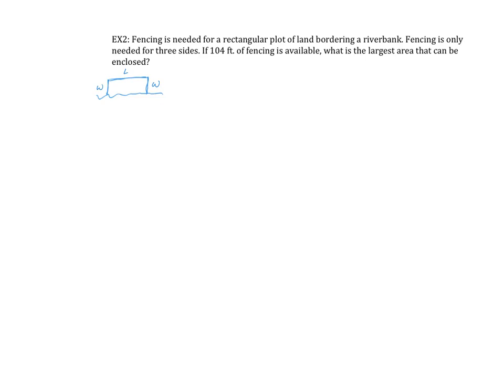I know that fencing is only needed for 3 sides, and I have 104 feet of fencing. So I could see that if I take L plus 2W, that has to be 104. This is my constraint. I'm supposed to find the largest area that can be enclosed. Largest area means max area. So this is our objective function. It's the area function of a rectangle. So the area is equal to length times width.